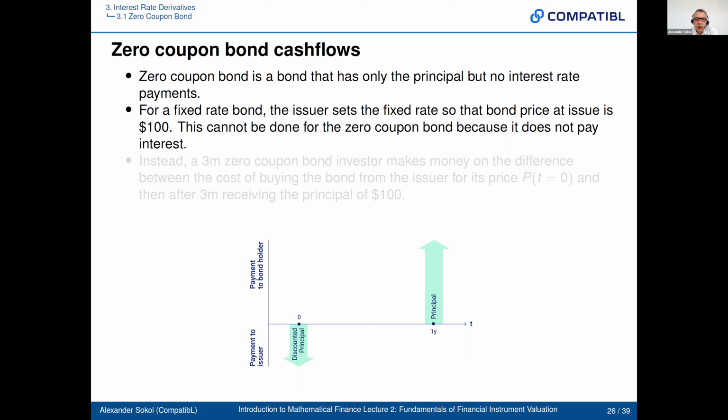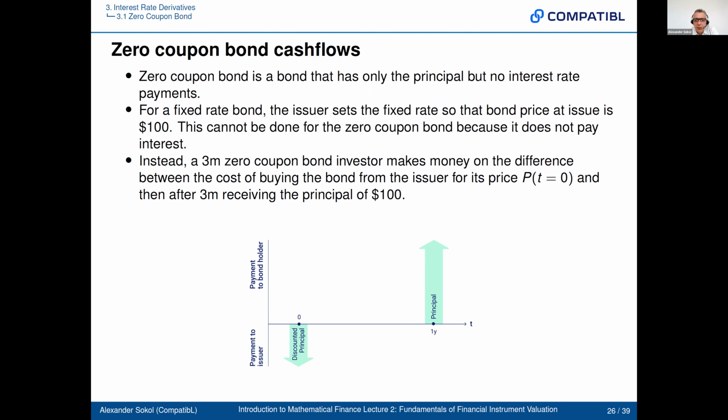For a zero coupon bond, it cannot be done because there is no rate to set. It does not pay interest. It only pays the principal. So let's say there is a zero coupon bond with 3-month maturity. The investor makes money on the difference between the cost of buying the bond from the issuer at this price and then receiving the principal of 100 later. So today you buy the bond at whatever price there is, and 3 months later you receive the principal. You don't receive any interest. You make money or lose money on the difference between these two amounts.